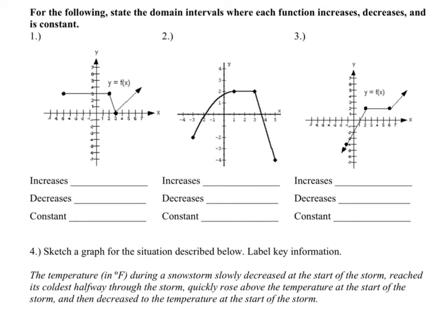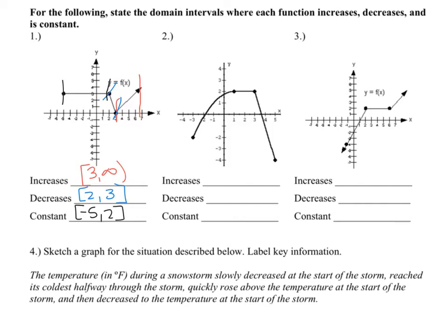So on example 1, increasing, well, it's increasing from here, and there we have an arrow, so it starts increasing at 3, and it continues increasing forever. That's what the arrow implies. It decreases between here and here, and so that's from the x values from 2 to 3. And then it remains constant during this flat piece from -5 to 2.